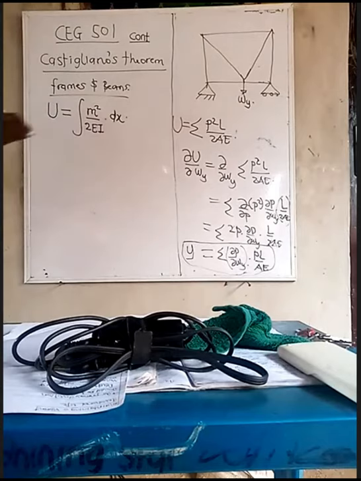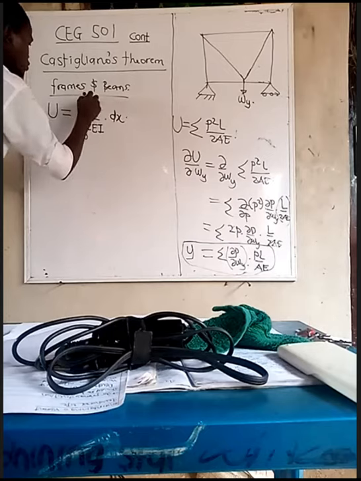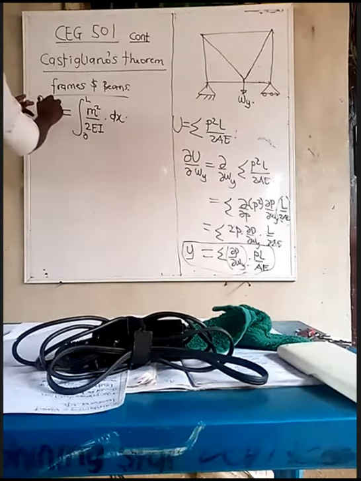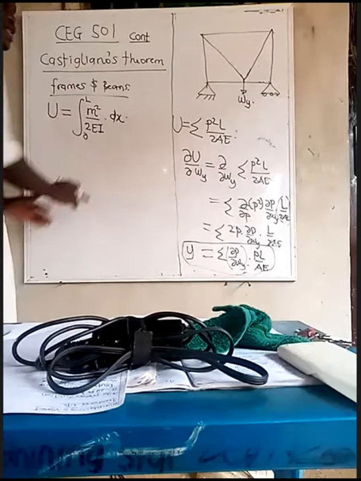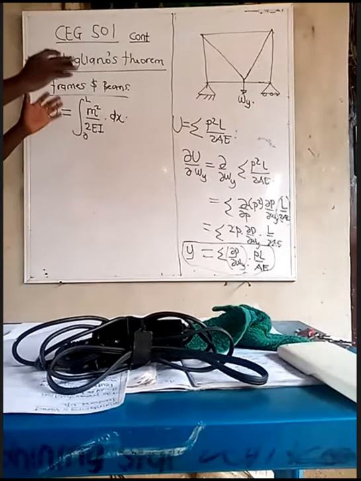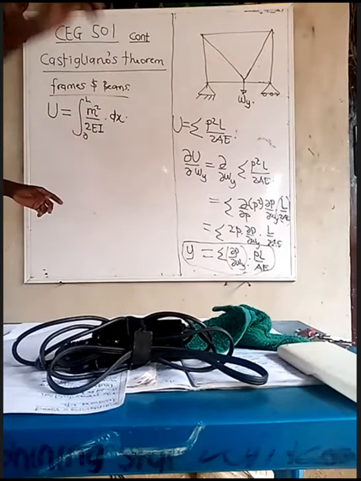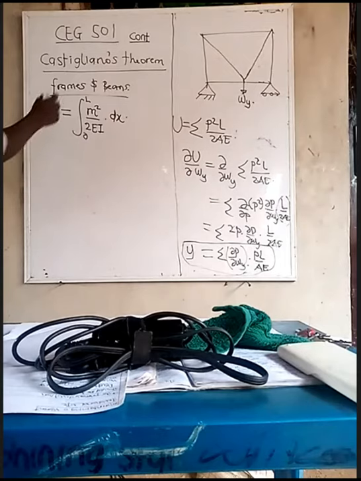I believe we are following, right? From zero to L. So this is the strain energy for a frame and beam system. So what you do is, for each of the members, you apply this. Once you apply it for each, you now sum them up together to get the total strain energy for the whole structure. So now, let's apply Castigliano's theorem.